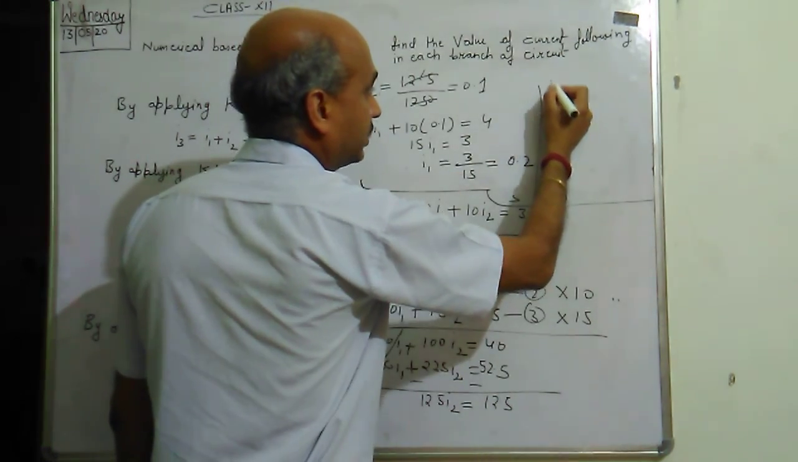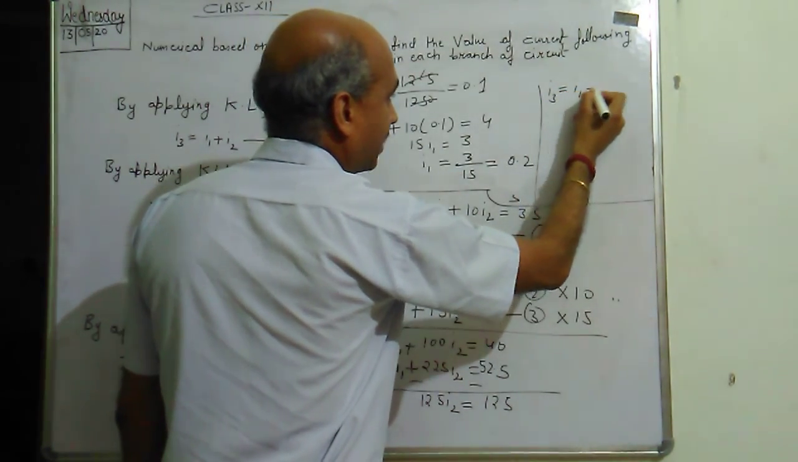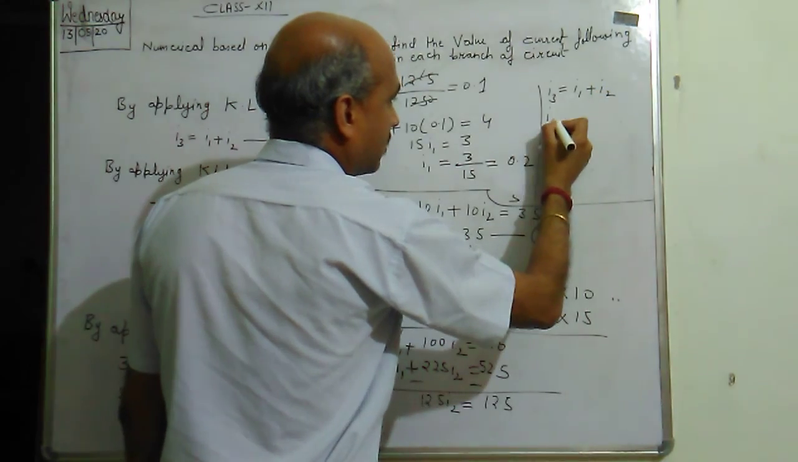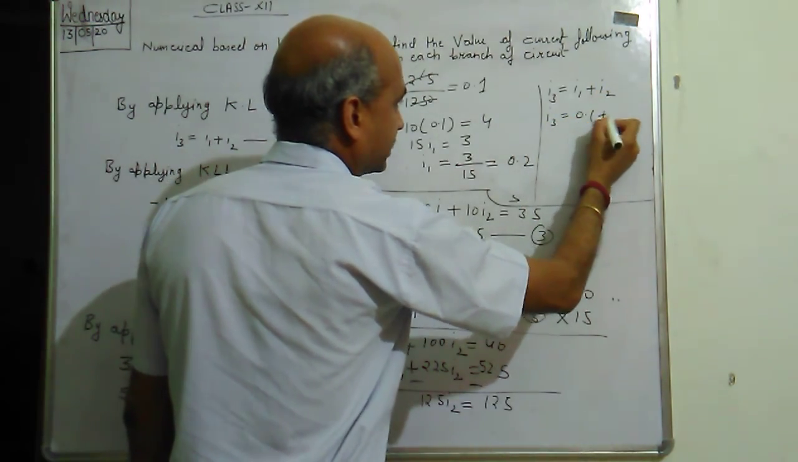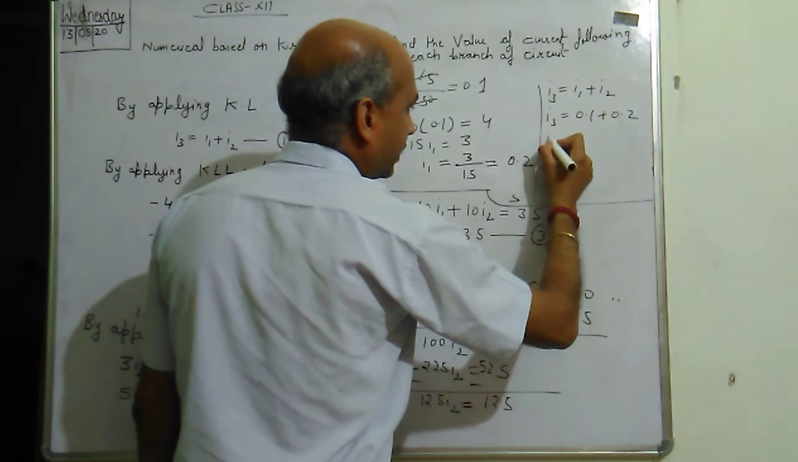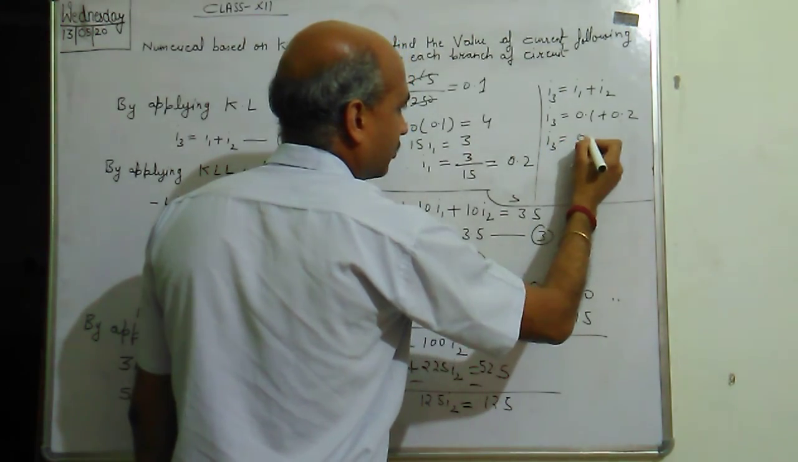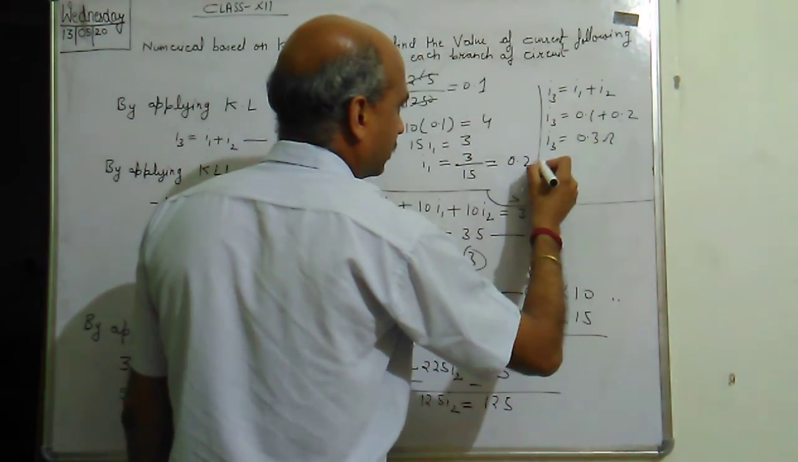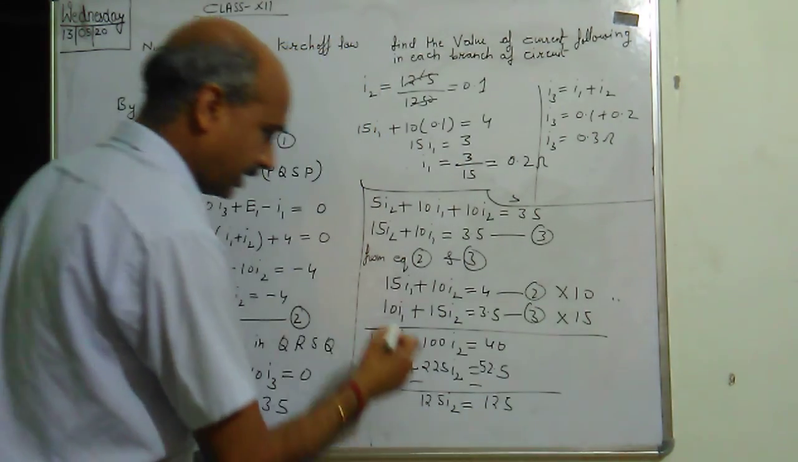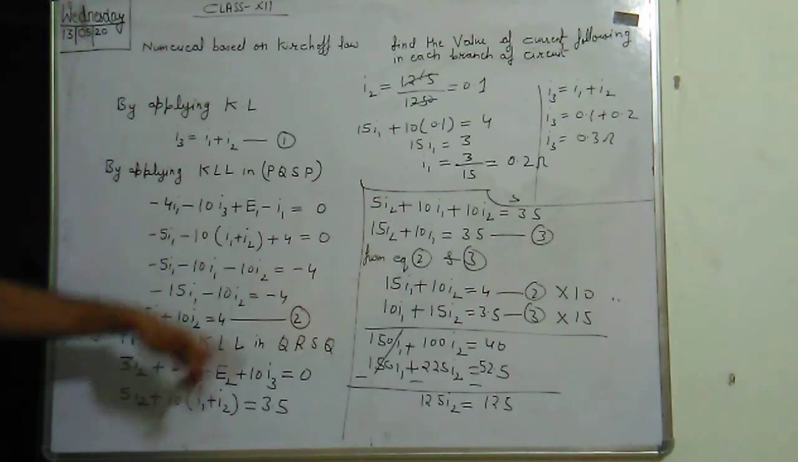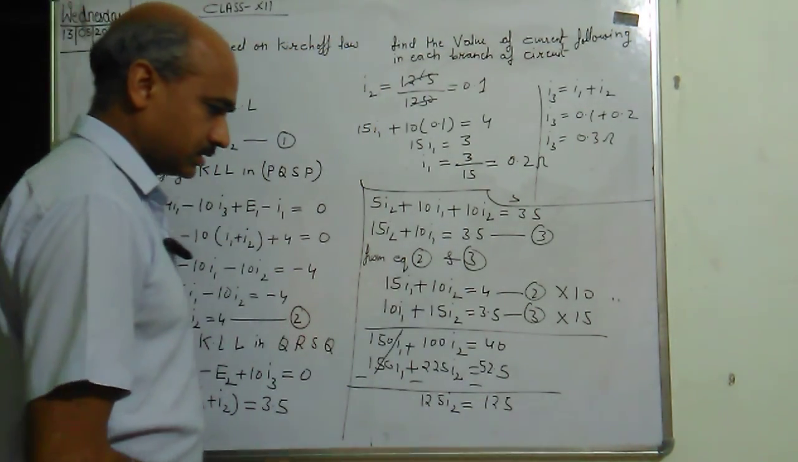So the value of I3 equals to I1 plus I2. So the value of I3 will be 0.1 plus 0.2. That means the value of I3 is 0.3 ampere. Don't forget to write the units. If you don't write the units, the marks will be deducted. So this is your answer.